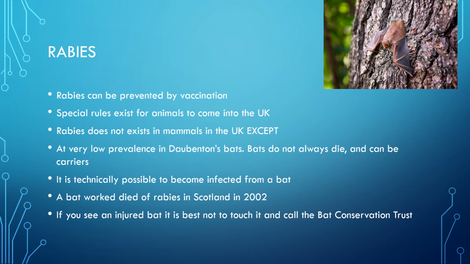Rabies can be prevented by vaccination. Several special rules exist for animals to come into the UK. Rabies does not exist in mammals in the UK except at very low prevalence in Daubenton's bats. Bats do not always die and can be carriers. It is technically possible to become infected from a bat, although it's very, very unusual. A bat worker died of rabies in Scotland in 2002, so if you see an injured bat, it's best not to touch it and call the Bat Conservation Trust. Bats aren't aggressive, they don't normally attack people, it's just a very, very theoretical risk.